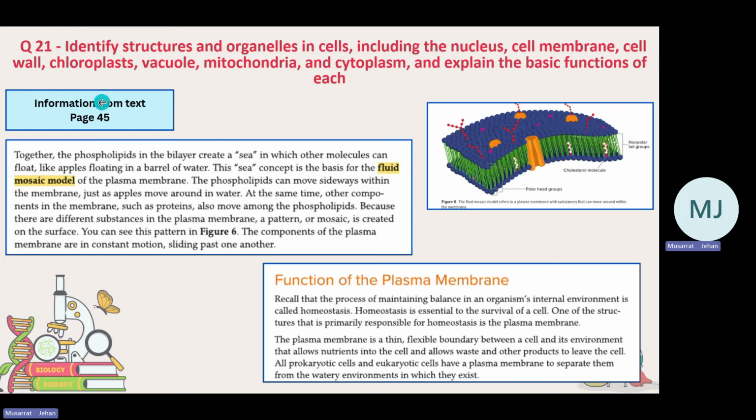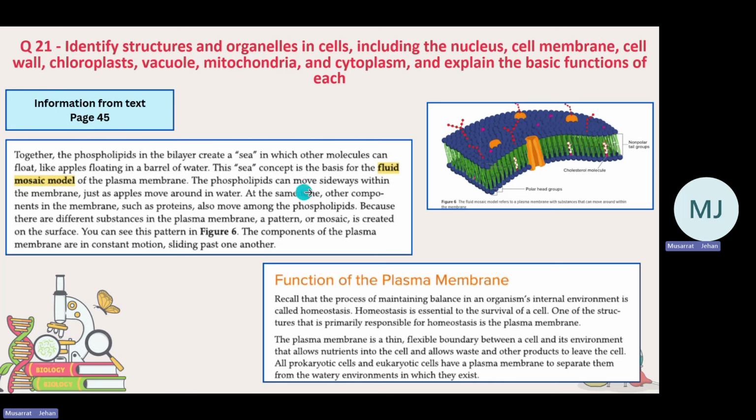So the question is about the structures, information from the text. Together, the phospholipids in a bilayer create a sea in which other molecules can float, like apples floating in a barrel of water. So we call it a fluid mosaic model. The plasma membrane is a fluid mosaic model because things can float and all the structures are together.